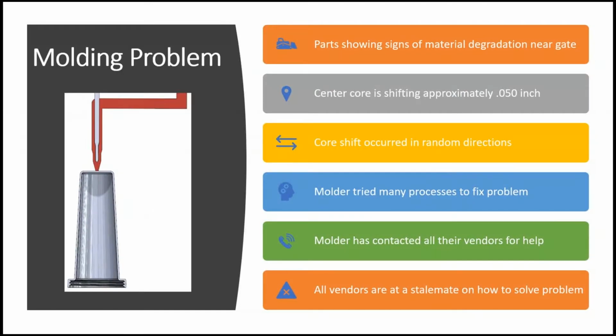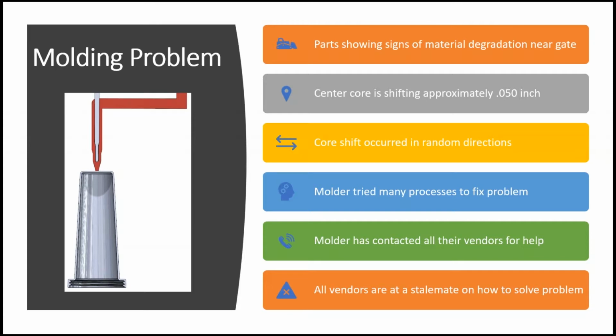To go through this list of things that we had to solve, we wanted to start with looking for signs of material degradation near the gate. The core shifting in this project was about 50 thousandths. What was interesting about this project, though, is the core shift was random. It went in multiple different directions, so that led us to believe that maybe it wasn't shear thinning and gate imbalance issues that typically occur in products like this.